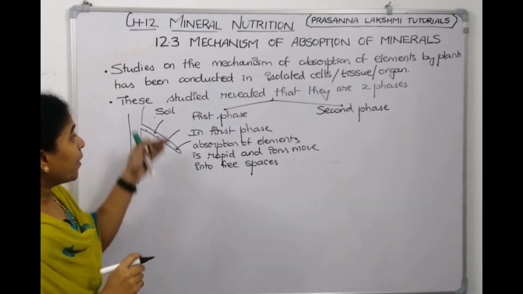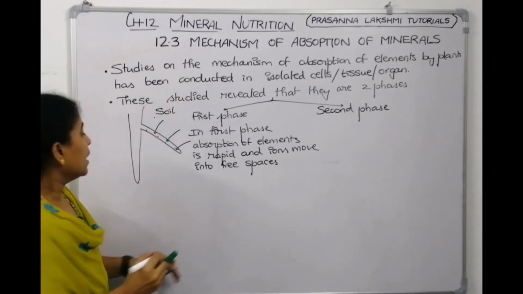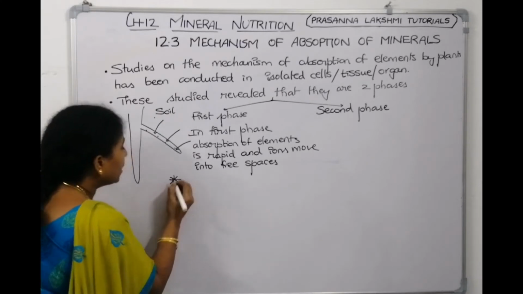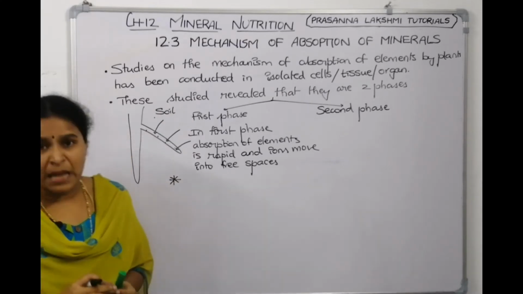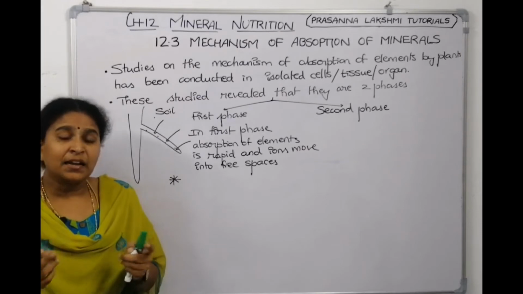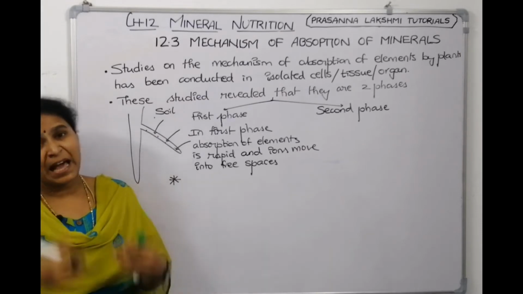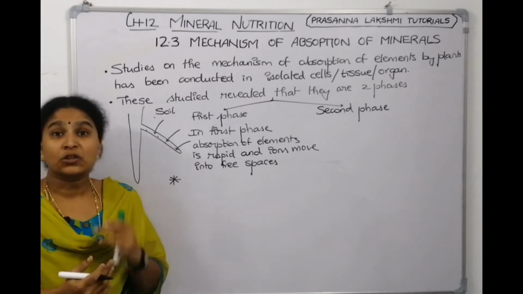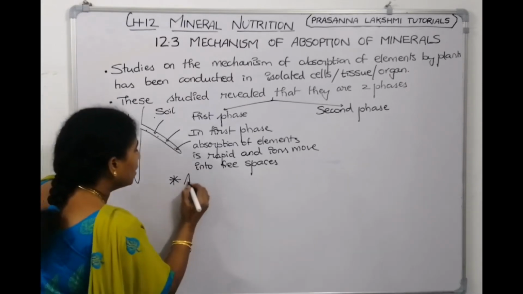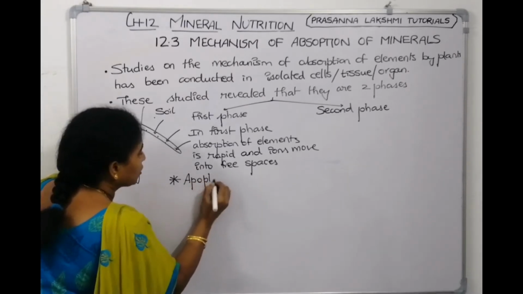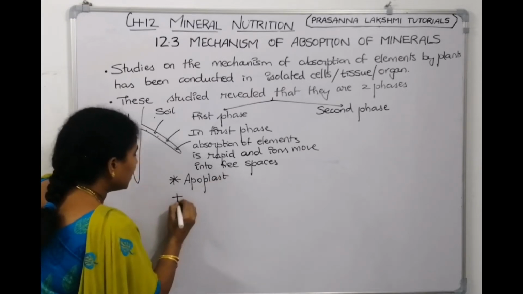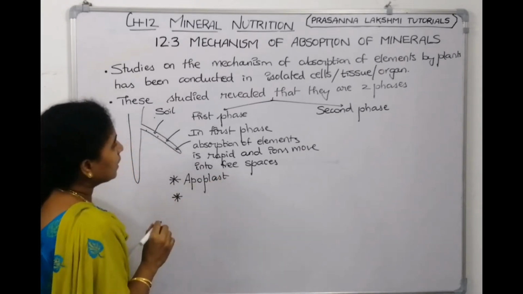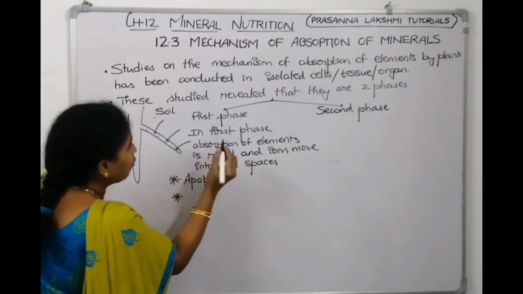Now, what are the points we can tell in this phase? Since the movement is happening across a cell wall which is dead and they are coming into free gaps, they're not entering the cell, they're coming into free gaps, so it's called apoplast. So, the movement is called apoplast. And then we are telling it is apoplast and it is rapid movement. We wrote here.